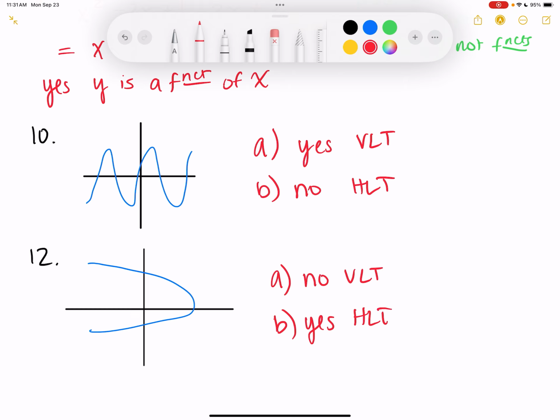So that's all you have to do for those ones. You don't have to redraw the graph when you do those in your homework. I mean, if you want to, you can, but you don't have to. All right, any questions about that stuff so far? Sweet.